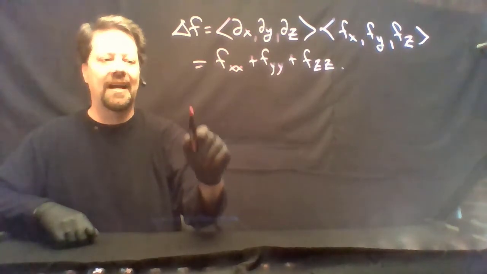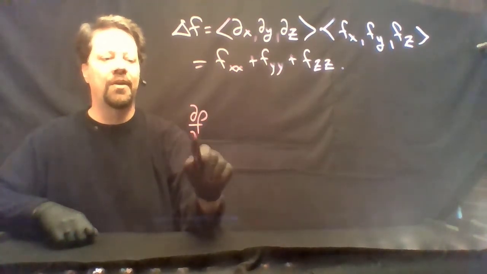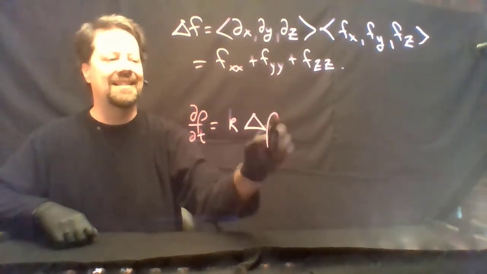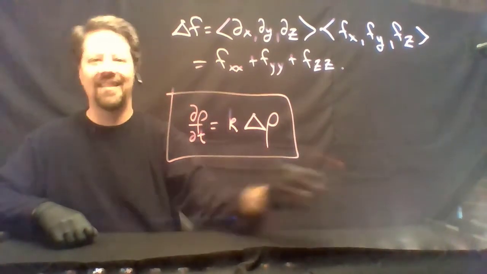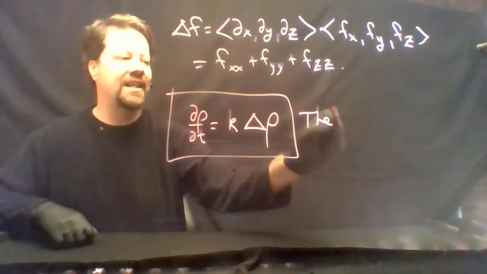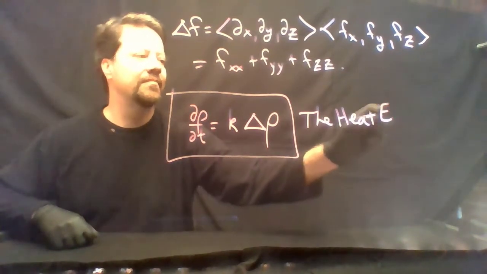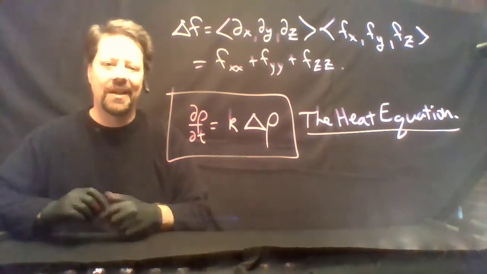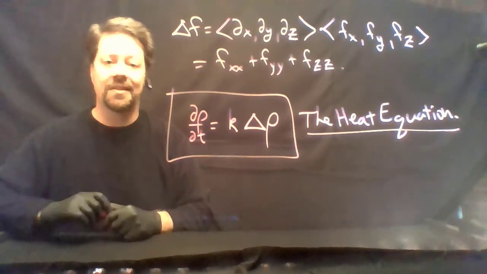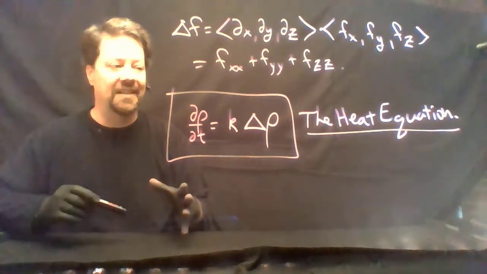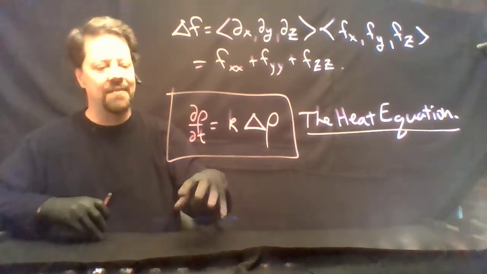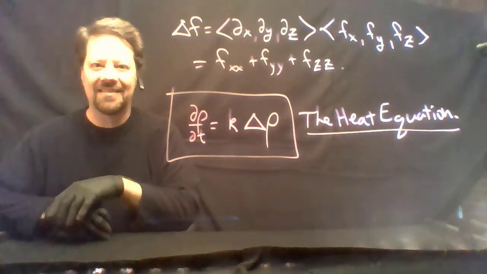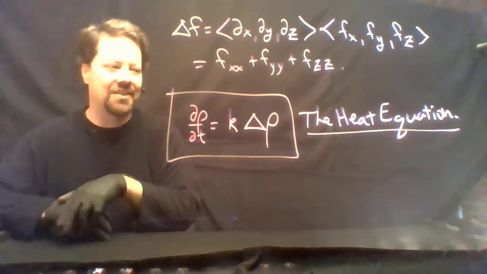Diffusion then implies that the partial derivative of rho with respect to time is equal to a constant k times the Laplacian of density. This equation is called the heat equation. The heat equation is used to model diffusive processes, like the diffusion of heat through a metal plate. Or, for instance, sometimes you need to model the diffusion of heat up a reflux column at a refinery. There are any number of applications of the heat equation.